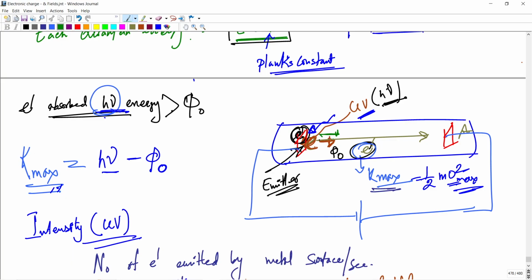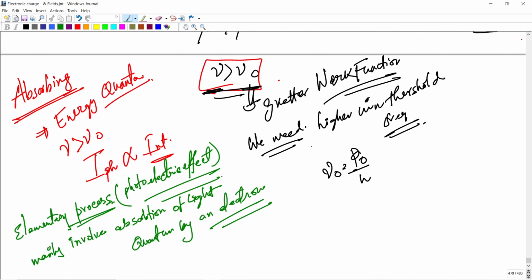So in the elementary process, the electron is a particle. These are called discrete. Okay, so absorbing the light quantum by a single electron. The only concept is that a single electron absorbs a light quantum.